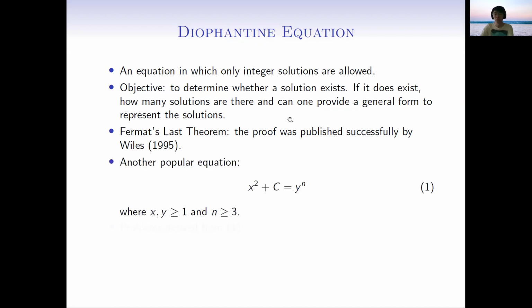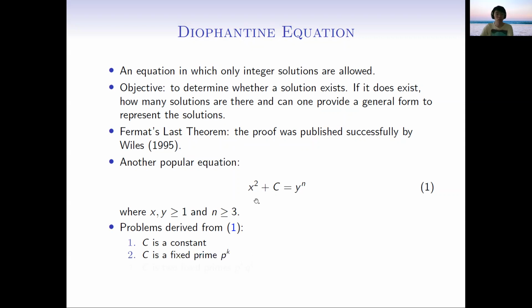And here's another popular equation, x squared plus c equals y to the power of n, where x squared is at least 1 and n is at least 3. This problem has been investigated since 1850. There are many problems that could be derived based on equation 1. For example, c could be a constant here, and there are many results related to this type of equation, especially when c is between 1 and 100.